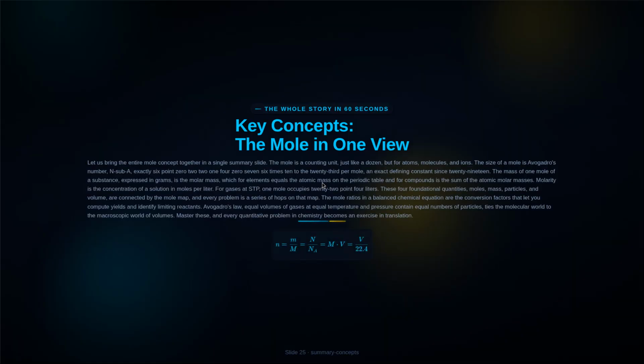Let us summarize the key concepts. The mole is the SI base unit for amount of substance. 1 mole equals exactly 6.02214076 times 10 to the 23rd elementary entities. Avogadro's constant, N sub A, is 6.02214076 times 10 to the 23rd reciprocal mole. Molar mass M is the mass of 1 mole of a substance in grams per mole, numerically equal to the atomic or molecular mass in daltons.